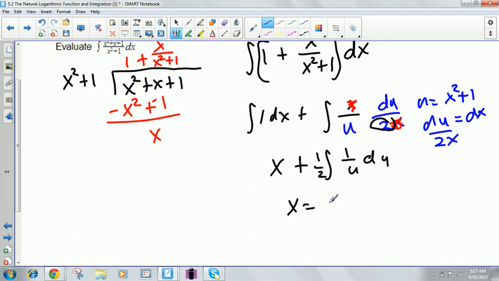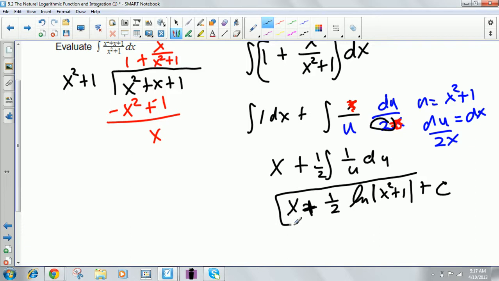That should look familiar at this point. So it'd be x plus 1/2 the natural log of u, which is x squared, so the absolute value of that, plus c. And then that would be your final answer there.